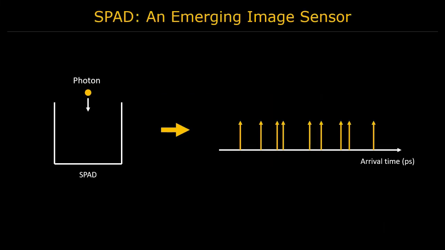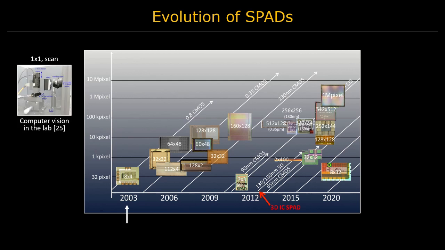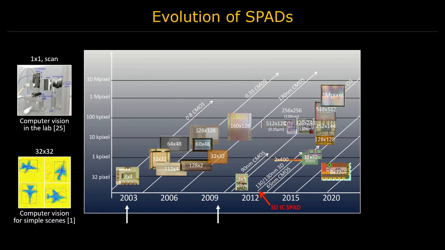Single-photon avalanche diodes, or SPADs, are novel image sensors that are sensitive to individual photons and can record the arrival of photons with picosecond precision. Till a few years ago, SPADs were only available as single-pixel or small arrays such as 32 by 32 pixels. While they showed promising performance in lab settings, they were largely restricted to static and relatively simplistic scenes.